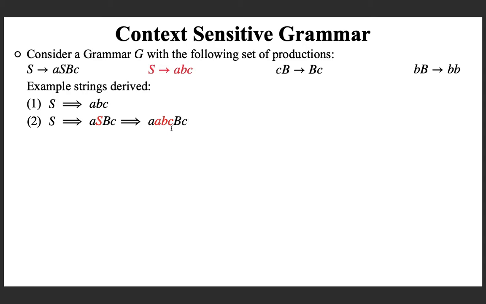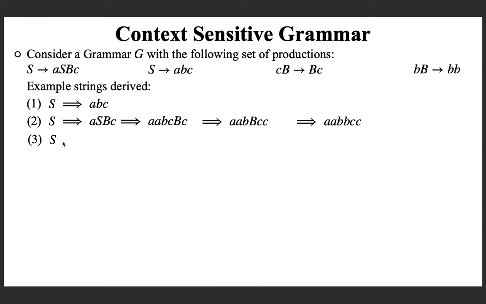And here I am going to replace this CB by applying the third production. So CB is getting replaced with BC. And finally, in this string, I am replacing small b capital B by applying the last production with small bb, and thus I derive A square, B square, C square.